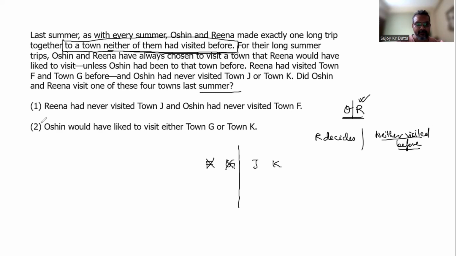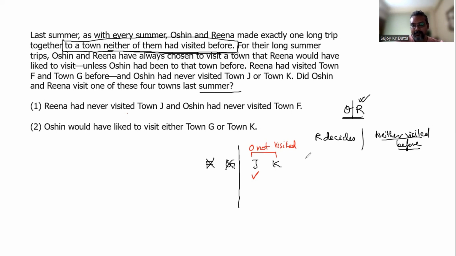Now let us look at the statements. The first statement says R has never visited J. So R has not visited J, so that is a probable city which can be considered. But we don't know whether O has visited J. But we already know that O has not visited J, right? So O has not visited, O has not visited. So there is no opposition to the selection of the town from O's side. So O is out of the picture, kind of.